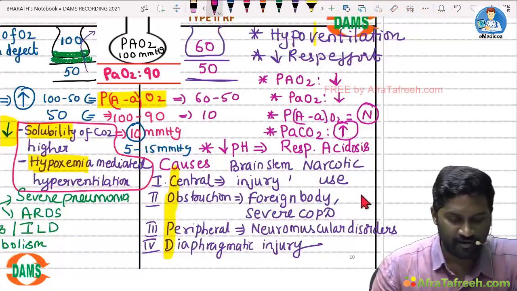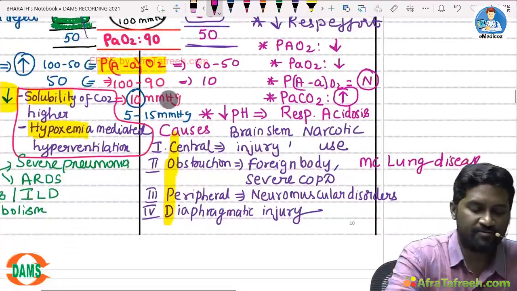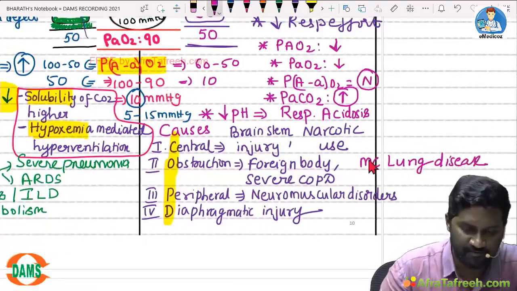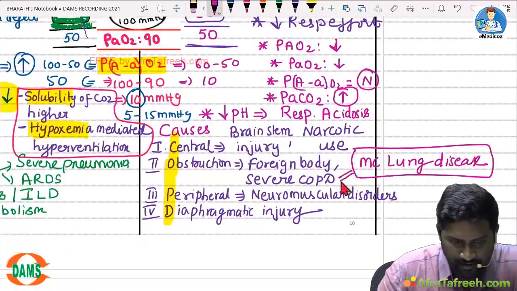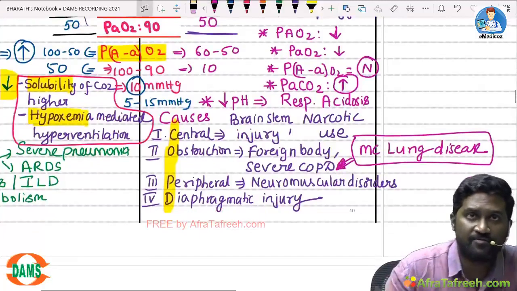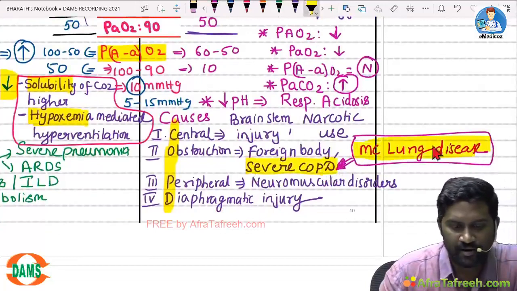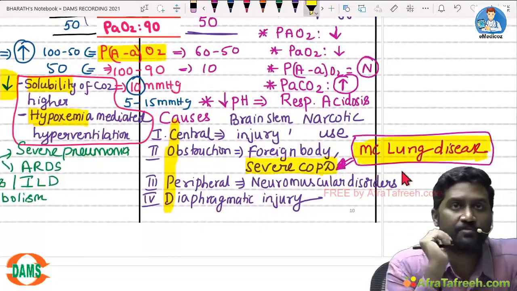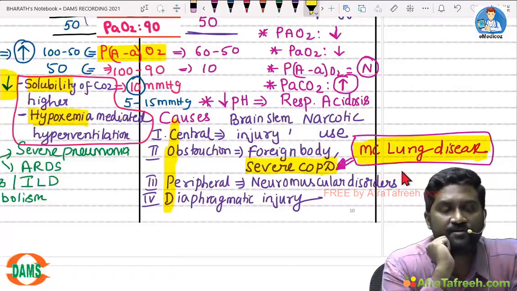And moreover, what is the most common lung disease responsible for type 2 respiratory failure? Your answer is COPD. Again, your answer should be severe COPD.